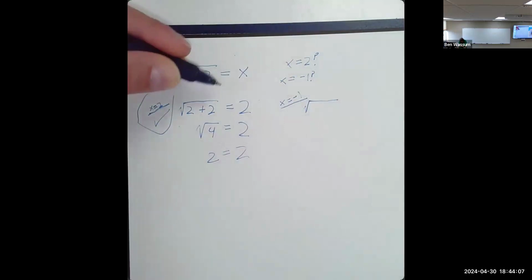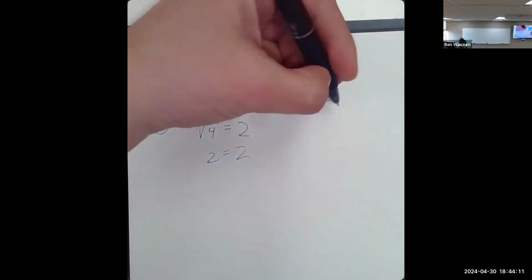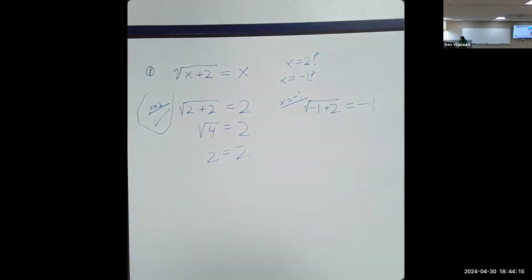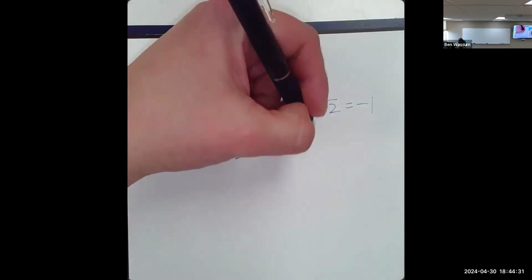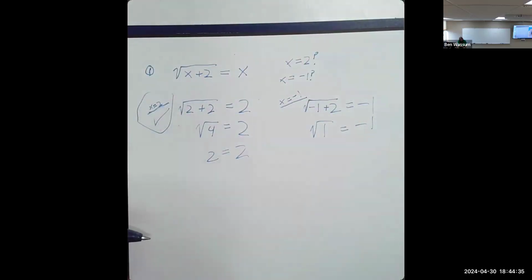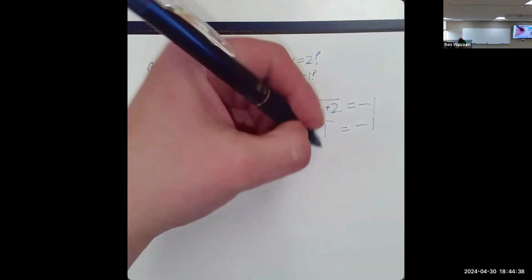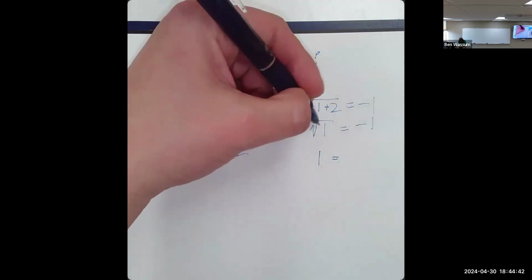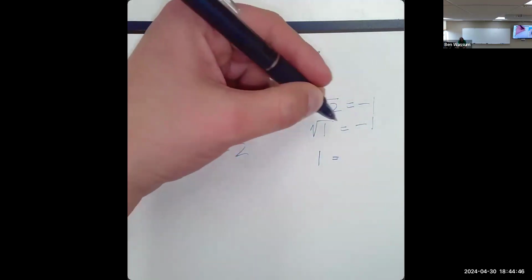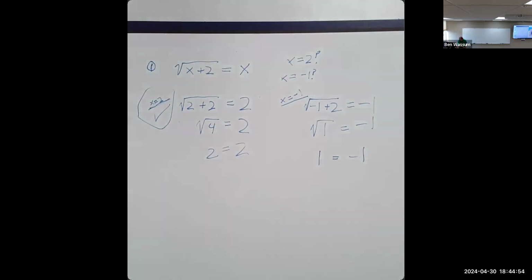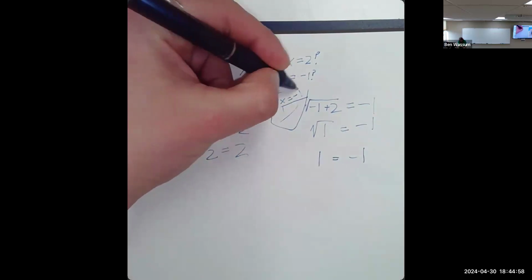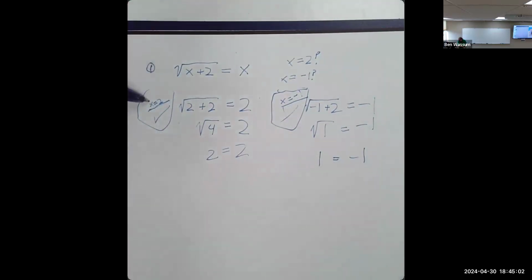Same thing. We're just going to take that negative 1, slap it in the x's here. Negative 1 plus 2, you got negative 1, you add 2 to it, you get a 1. The square root of 1 is kind of cheap, but it's 1. 1 to any power is itself, so any root of 1, 56th root of 1, is just going to give you a 1. Does 1 equal negative 1? Nah. That is not the case. So the only one that works out is that x equals 2.